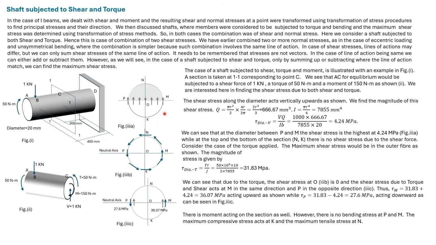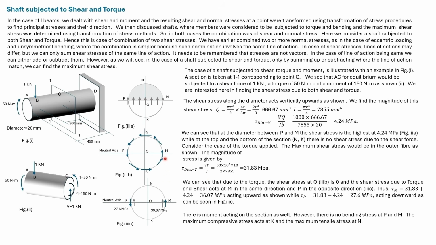We have earlier found out the statical moment of a semicircle, and the centroidal distance is 4r by 3 pi. So we get Q. I is pi r to the power 4 divided by 4. So we get tau at the diameter. At the points N and K, the shear stress is 0. We can find the shear stress on the outer fiber due to the torque acting by using TR by J, where R is the radius.